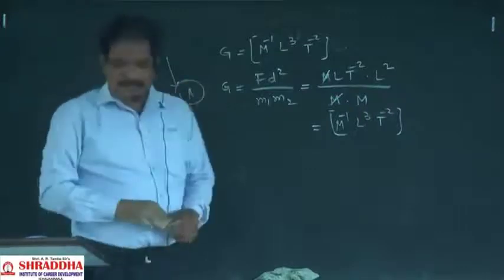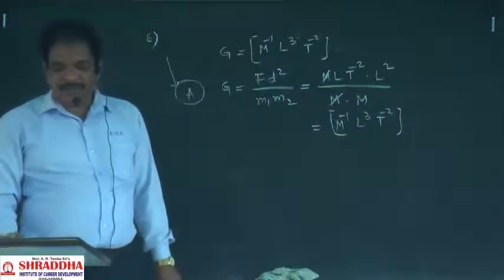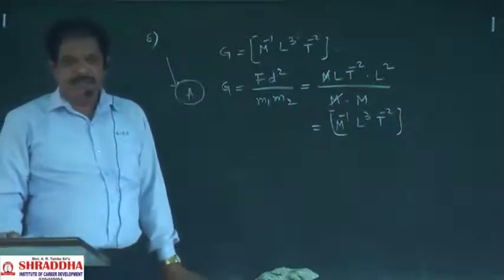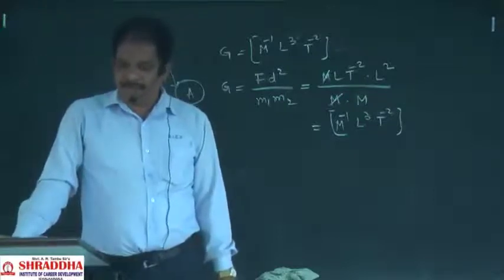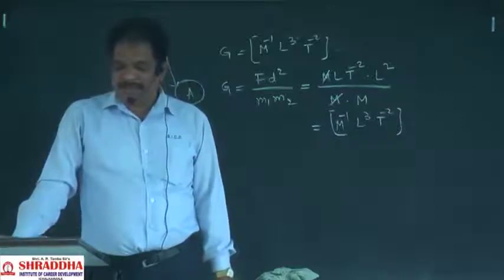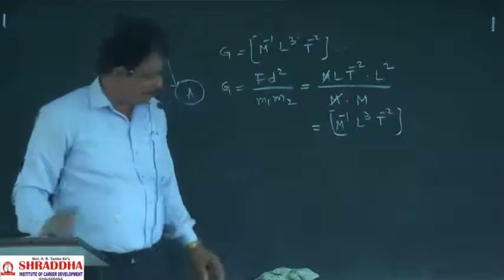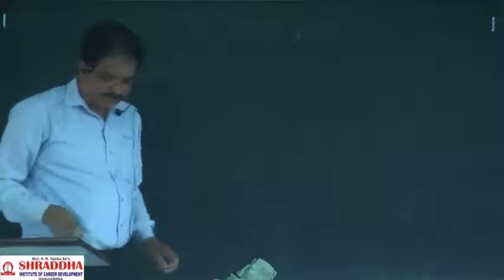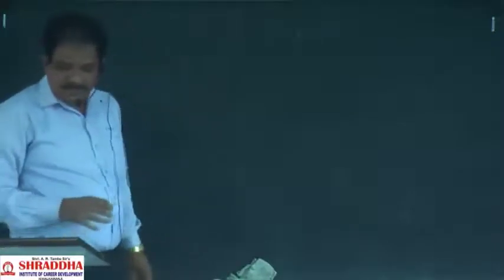Next, 9th. The velocity of a particle at time t is given by v is equal to at plus b by t plus c, where a, b and c are constants. The dimensions of a, b and c are respectively what? See, what they are asking. Question number 9.